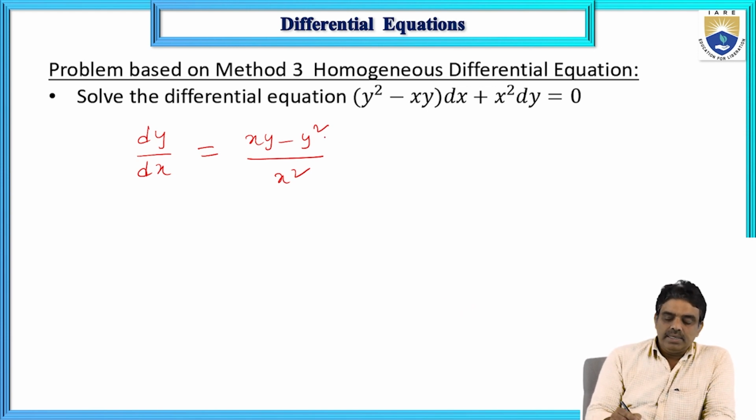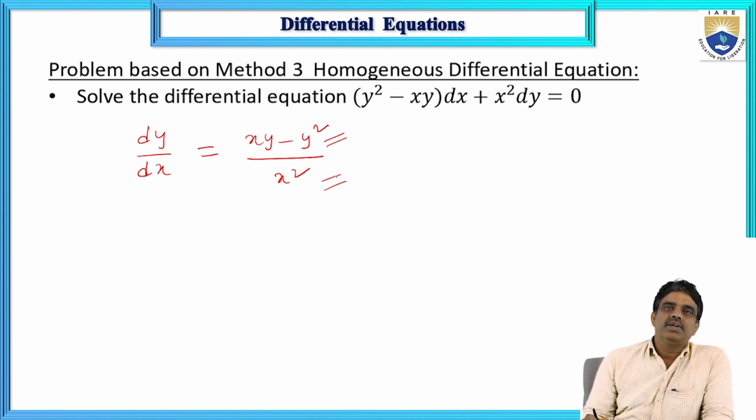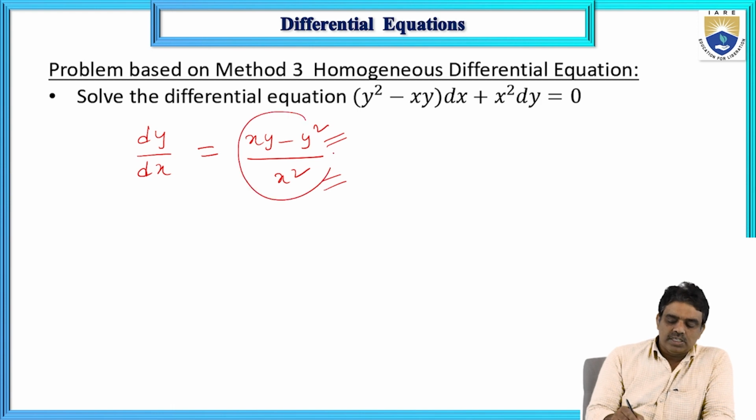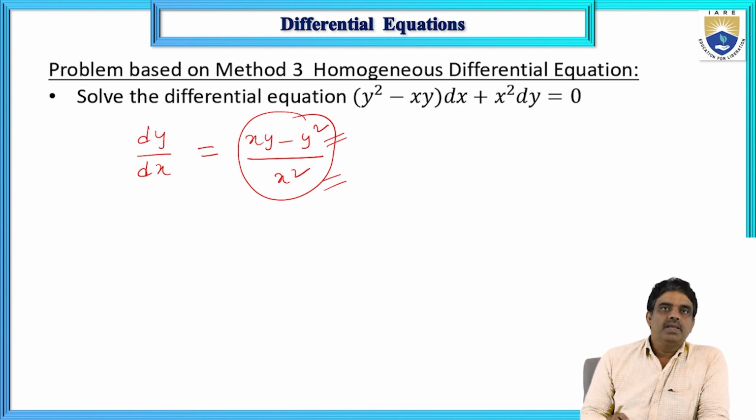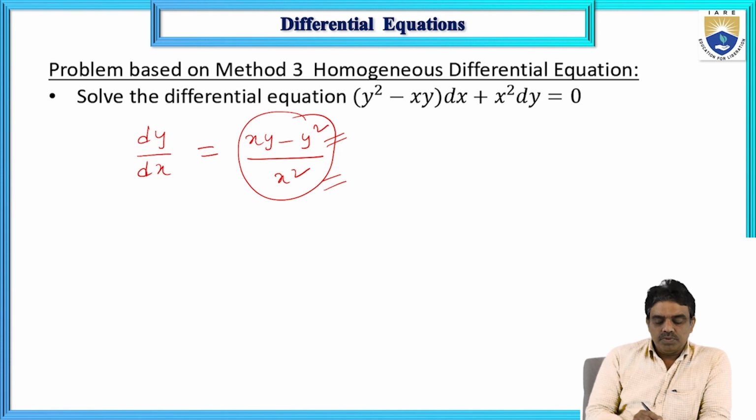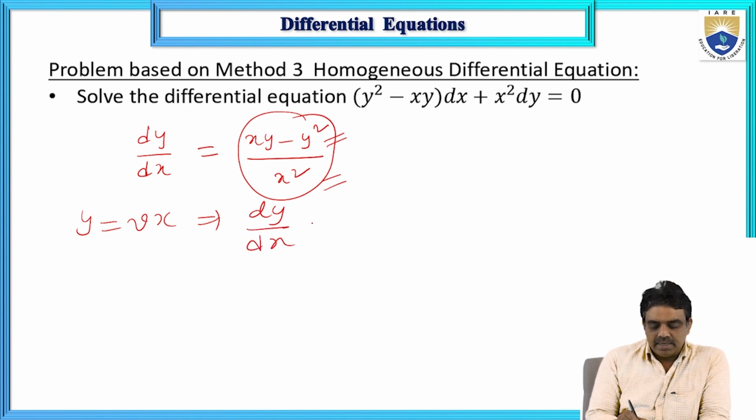So clearly it is a homogeneous function of degree 2 in the numerator. It is a homogeneous function of degree 2 in the denominator too, so clearly it is a homogeneous function of degree 0. So all in all, it is a homogeneous differential equation. To solve this equation, what method are we going through? We take the substitution y is equal to vx, so that dy by dx will be v plus x into dv by dx.